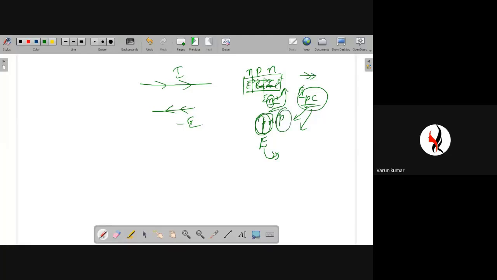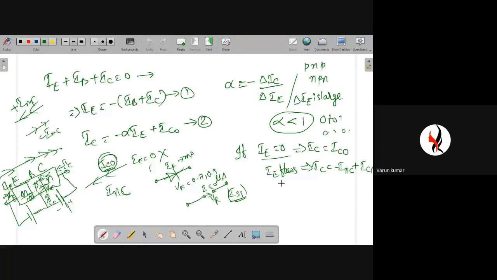Suppose the emitter of the PNP transistor is also of p-type semiconductor. So in order to represent the emitter current, I will represent it as IPE. IPE indicates the emitter current of p-type semiconductor. Similarly, the base current is INB or IPB, that indicates your base current. So the same thing is represented here.